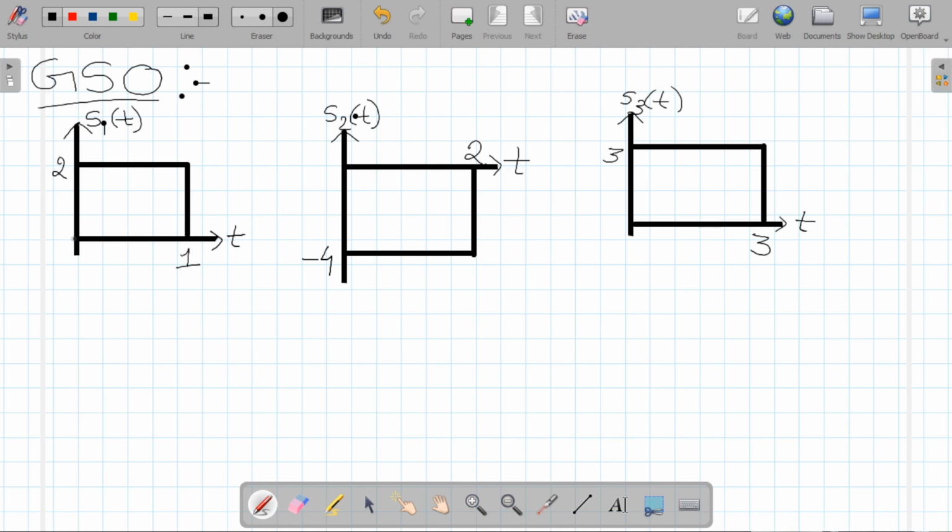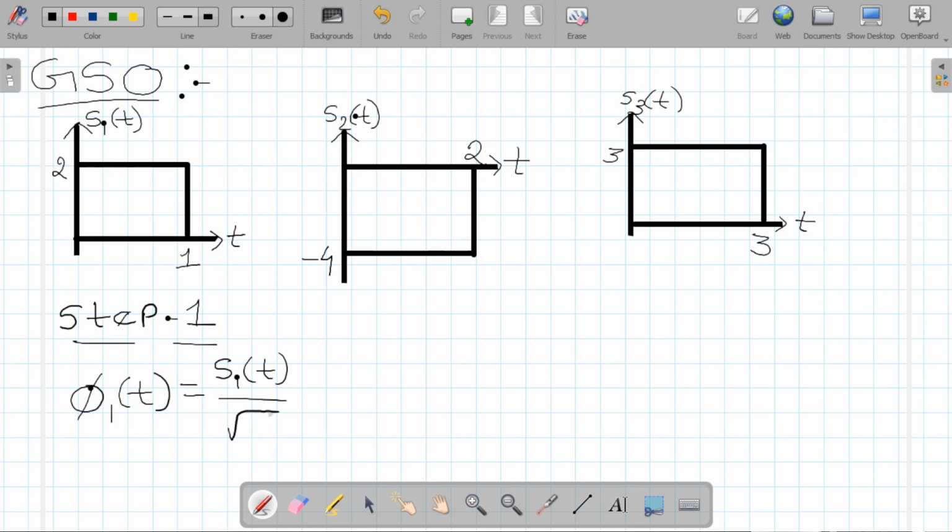In order to start the problems related to GSO, step one is to find the first orthonormal basis function, which is called phi 1 of t. It is S1 of t divided by the square root of energy. What does the energy stand for? It stands for the energy of S1 of t.